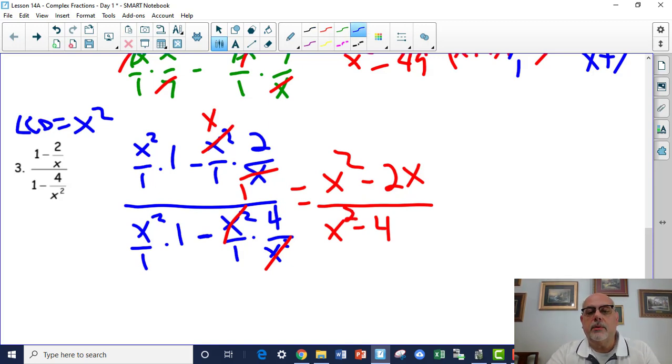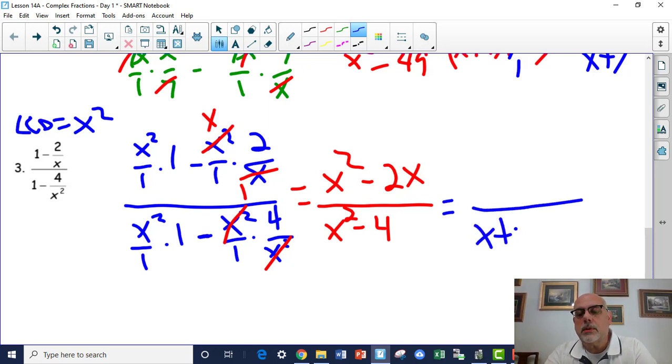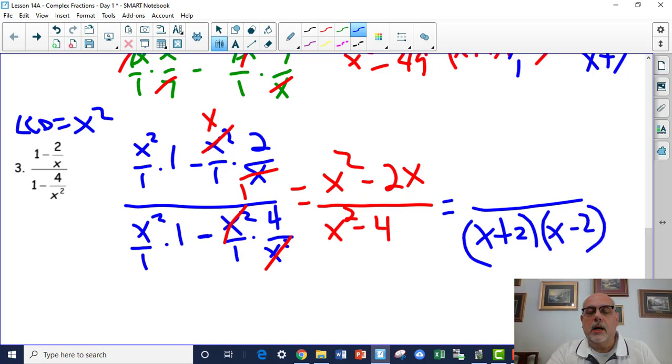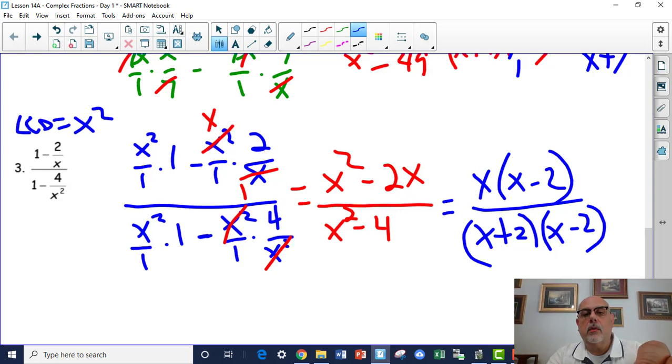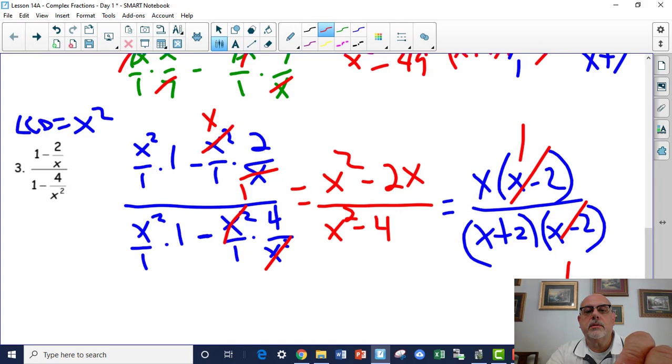So now on the bottom you've got the difference of two perfect squares. x plus 2, x minus 2. On the numerator though, you have a greatest common factor of x. When you factor that out, you have x minus 2. So now what happens here, the x minus 2's divide into each other once, and you get a final answer of x over x plus 2.